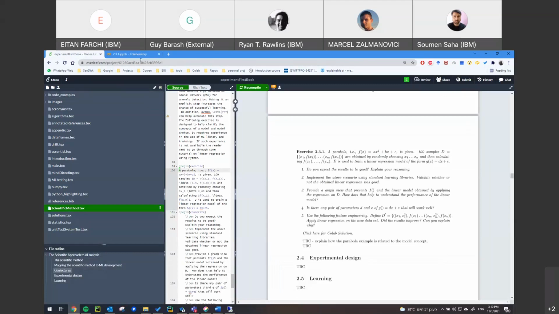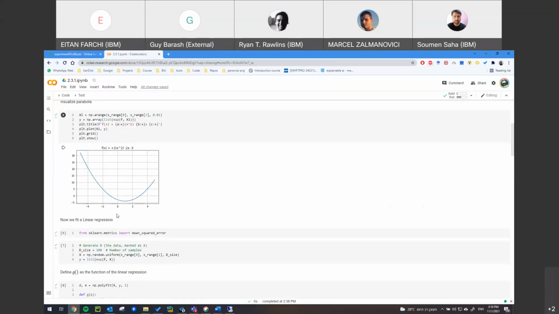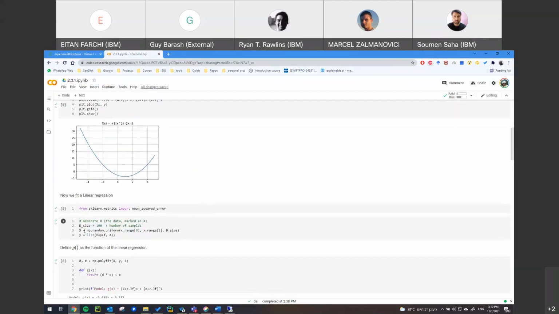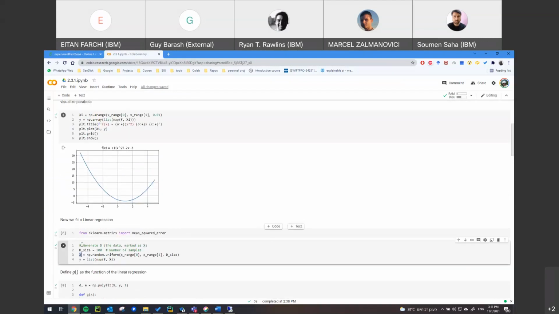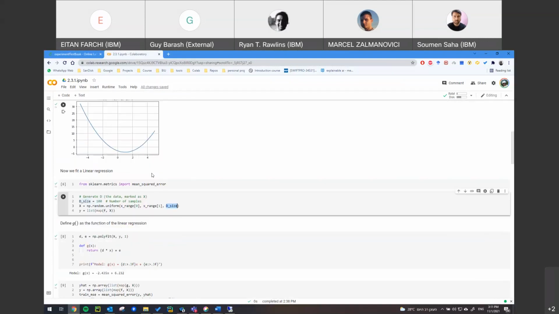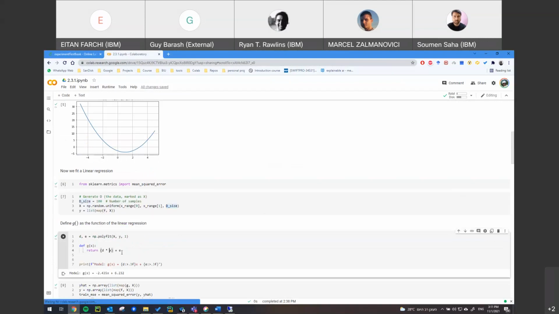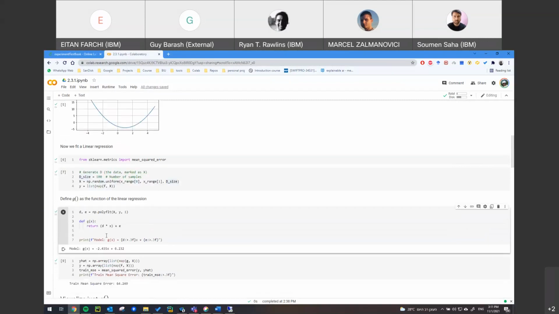Okay, so let's continue. Next, we generate the inputs and the outputs. This is x, and these are the points. The x is just a set of 100 points from -5 to 5, and y is the result of f of x. We simply apply f on each point in x, and we try to create this function, g of x.